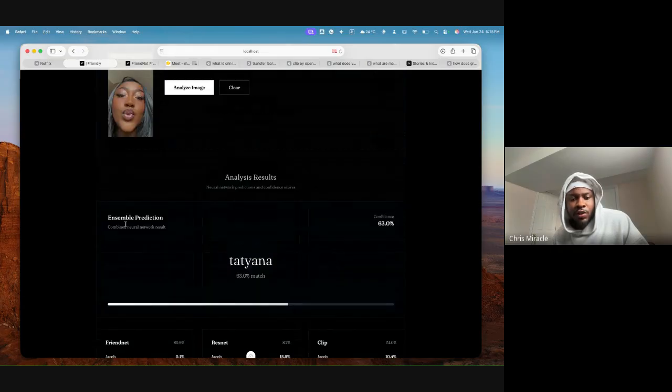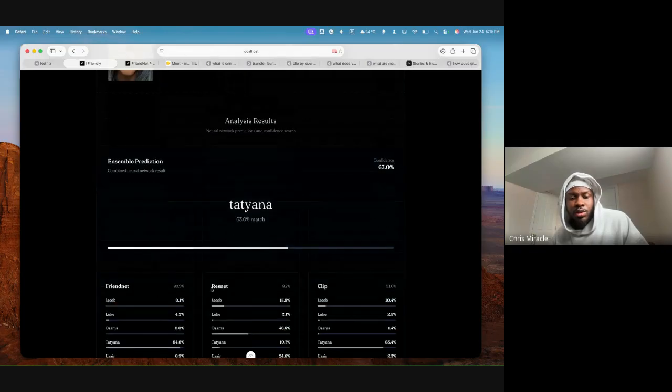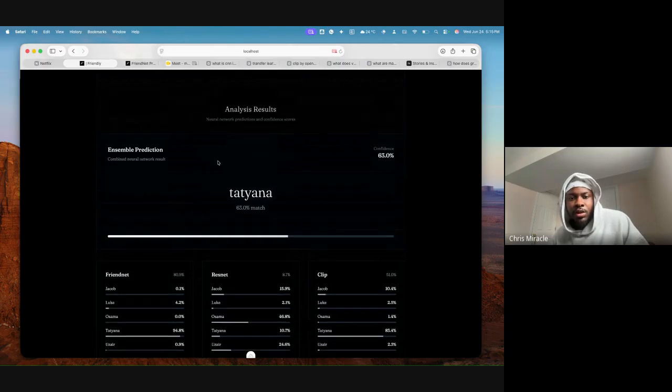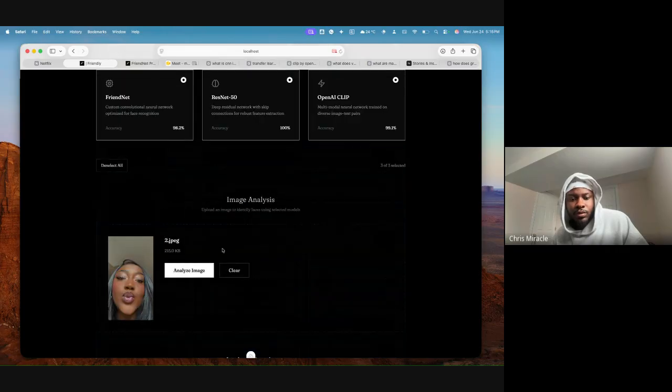So the reason for this ensemble prediction is we don't depend on just one model. We depend on the answers from 3 of them. Imagine we depended on only ResNet, we wouldn't have gotten the right answer. But FriendNet and CLIP gave us the good answer, and we combined them and got this. Also, in the last prediction, Jacob, my model didn't get it right, and ResNet and CLIP got it right. So ensemble predictions help to give a cumulative probability of the right answer.